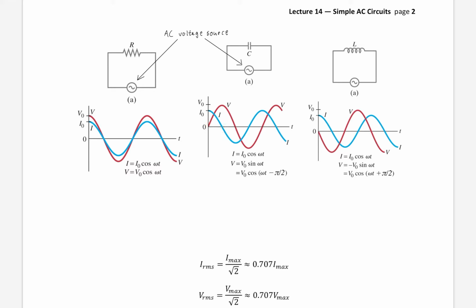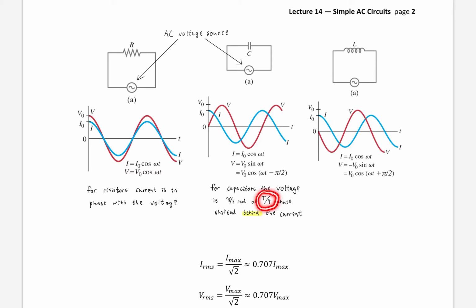Now the inductor, same idea here, right? When the current is maximum, the voltage is 0. When the current is 0, the voltage is maximum. The difference, though, is the direction of the shift, okay? So, in summary, for resistors, the current is in phase with the voltage. However, for the capacitor, the voltage is pi over 2, or a quarter of a period, out of phase, and it's shifted behind the current, okay? So we see that the voltage lags the current. That makes sense because the capacitor takes time to charge up. Okay, so capacitors create a lag, all right, a quarter period lag.